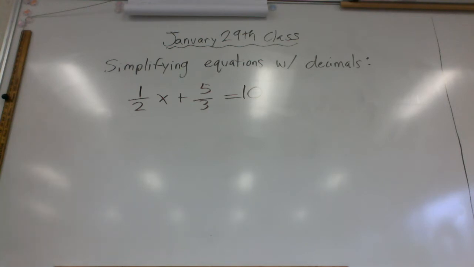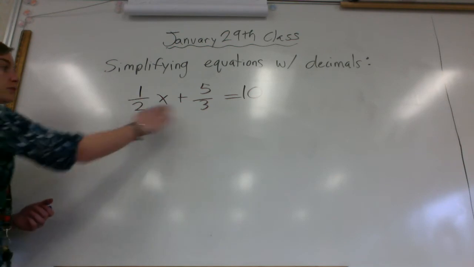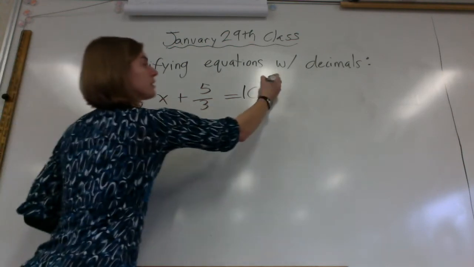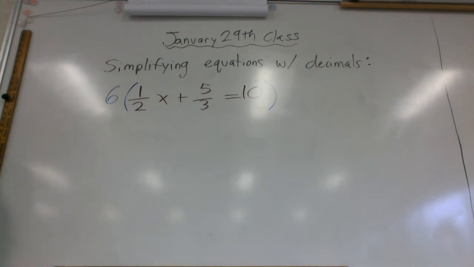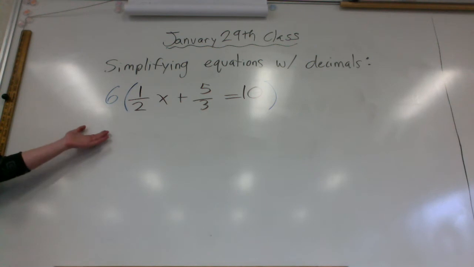I might want to multiply everything by 6 because 2 times 3 is 6. So let's try with that. Let's see what that does. Let's see if 6 is enough. So let's try multiplying everything by 6. Because you can always try something, and if it doesn't work out, multiply everything again.